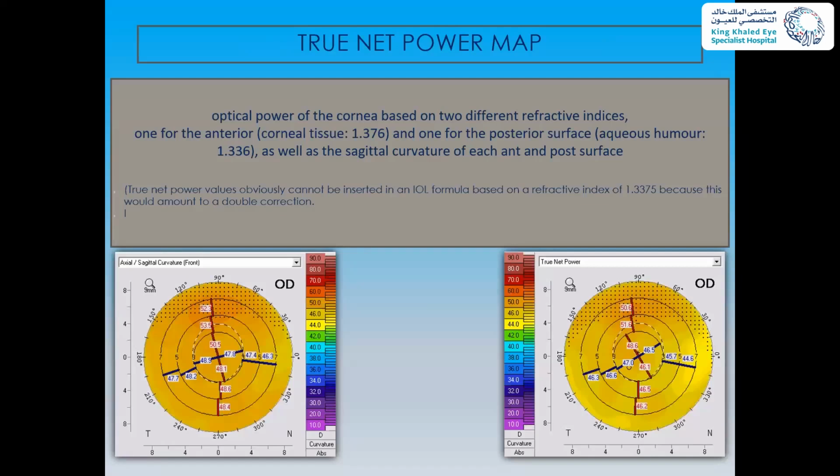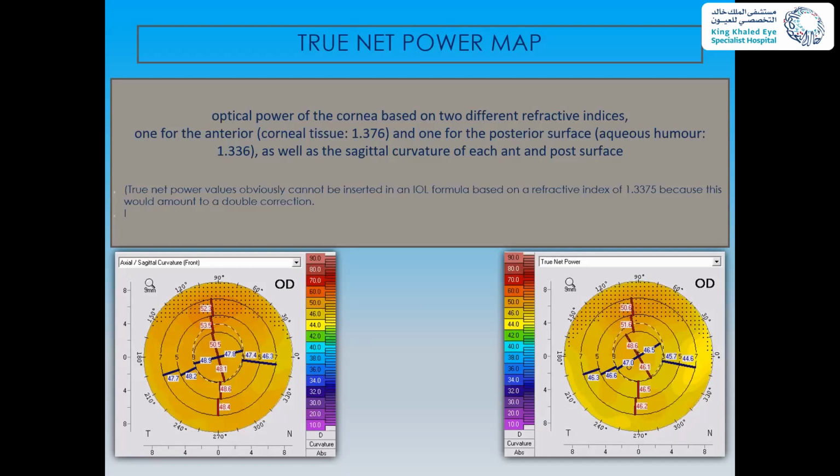So obviously the simulated K or sagittal curvature is not the true power of the cornea. The true power of the cornea is the power based on the two refractive indices. One in front: air has a refractive index of 1, then the anterior surface 1.376, then there is a posterior surface, and then the aqueous humor with a refractive index of 1.336.